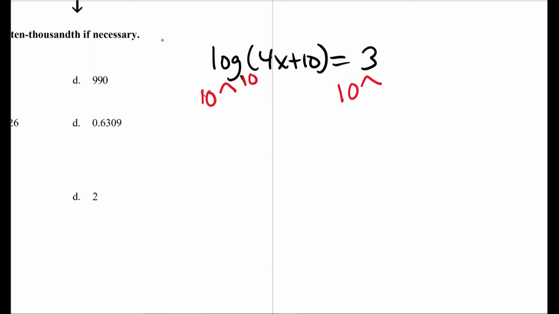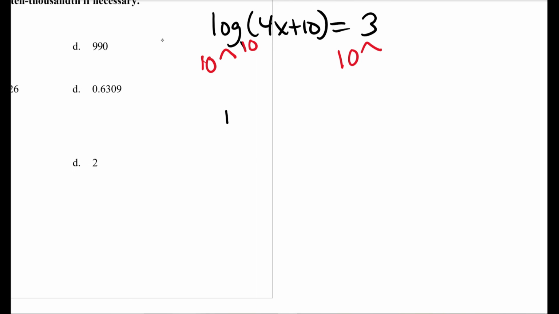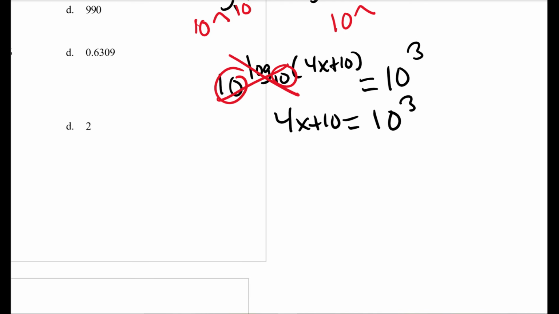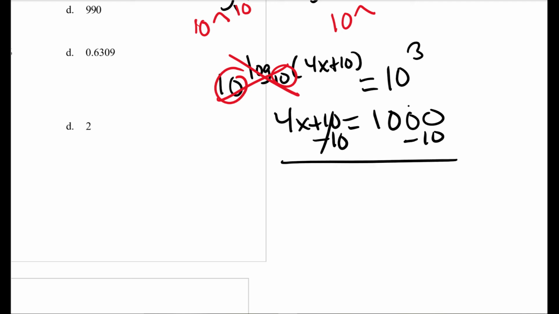And now these match, right? So here I'll write out what the new equation looks like. So we have 10 to the log power equals 10 to the third power. Now notice that these bases match, so they cancel, leaving me with 4x plus 10 equals 10 to the third power. Now 10 to the third power is just 1,000, so it's just 1 with 3 zeros. So I'm just going to write this out as 1,000. Now we're going to go ahead and subtract the 10 on both sides. And then divide by 4. So we get x equals 990 divided by 4.